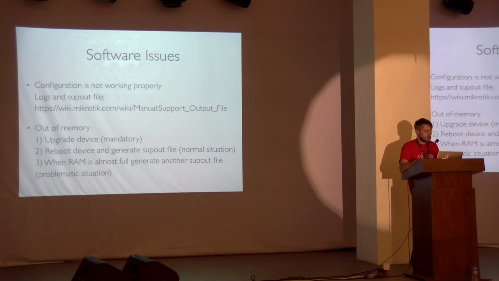Then another issue that might be present on your device is when your device is running out of memory. If you have such a device that runs out of RAM at a specific point, make sure that you can repeat the same problem on the latest RouterOS version. Then reboot your device, make a support output file when your router is in normal operation. And when your RAM is almost full, make one or two more support files and send them to us. So we'll look into it and see what could be wrong.